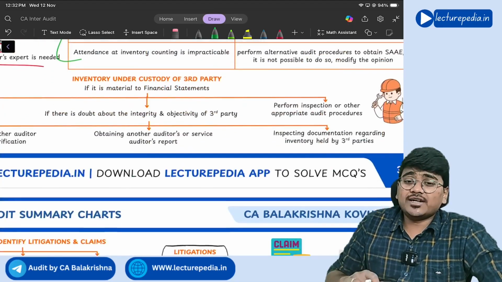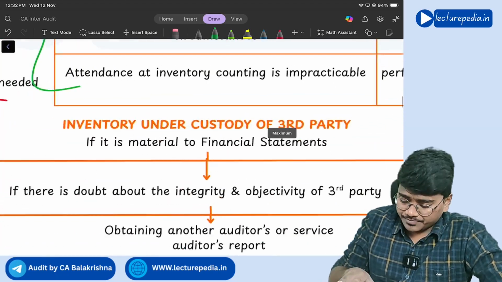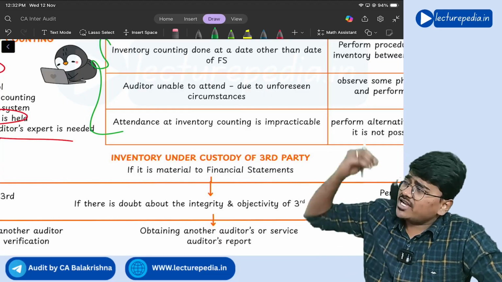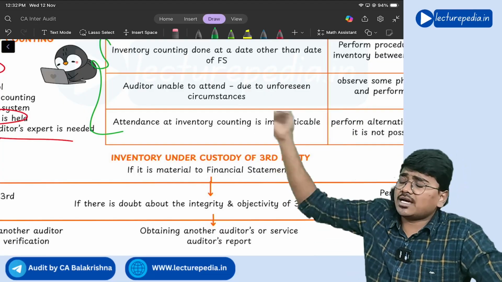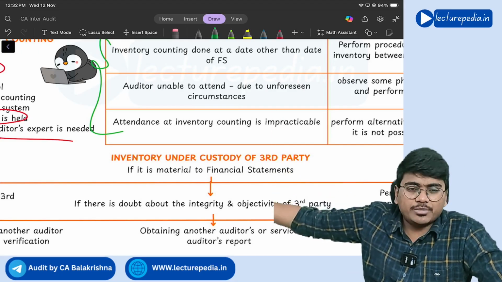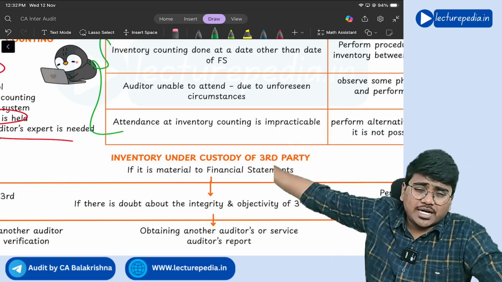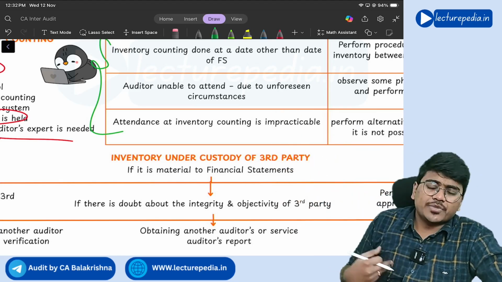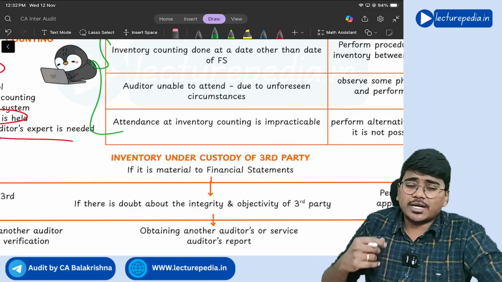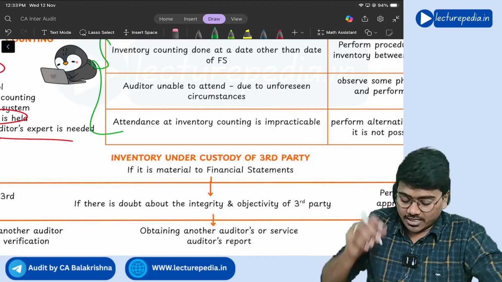Next, inventory under the custody of a third party. That means the entity's inventory is available with a third party, like the entity has sent it on sale or return basis or on consignment basis, in which situations the inventory is present with the third party but the entity is the owner. That will be present in the balance sheet of the entity, but physically it is there with the third party. In that situation, what does the auditor have to do? The auditor has to obtain a confirmation.